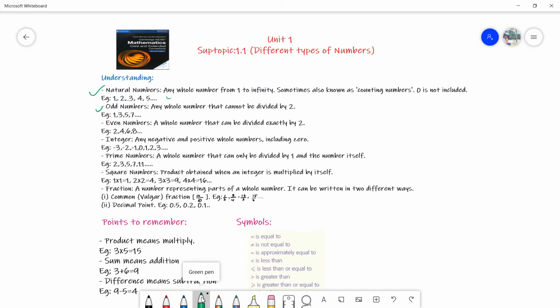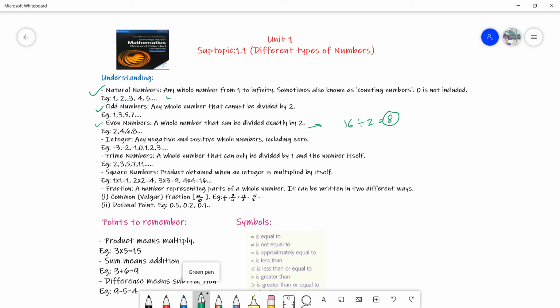Odd numbers: any whole number that cannot be divided by 2. Examples are 1, 3, 5, 7, 9, and so on. Moving on, even numbers. What are even numbers? A whole number that can be divided exactly by 2. Examples are 2, 4, 6, and 8. But we can take another example, let's say 16. 16 is divisible by 2, which gives 8.